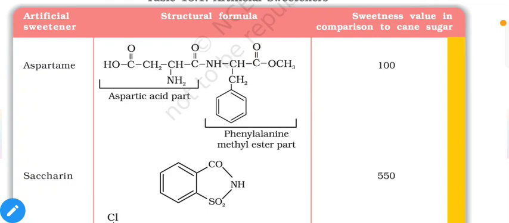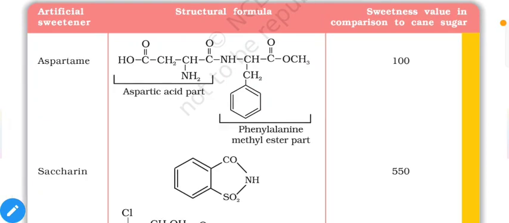Here we have a table with three columns: the name of the artificial sweetener, its structure and formula, and its sweetness value in comparison to cane sugar. Cane sugar is widely used by us as a sweetening agent, so as a comparison these values are mentioned. Simply, we have grams of cane sugar mentioned here, which is equal to 1 gram of the compound. That means 100 grams of cane sugar gives sweetness equal to 1 gram of aspartame.